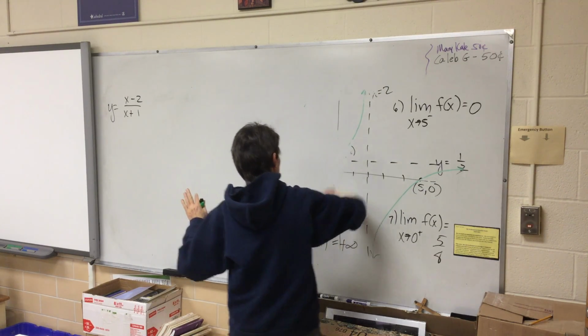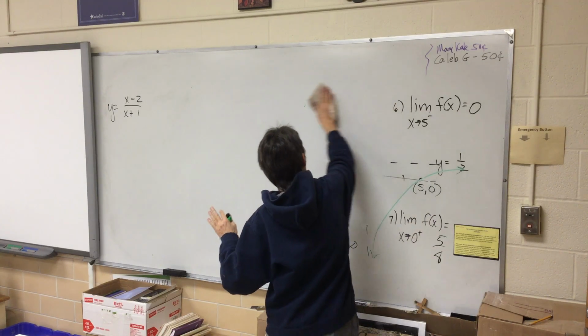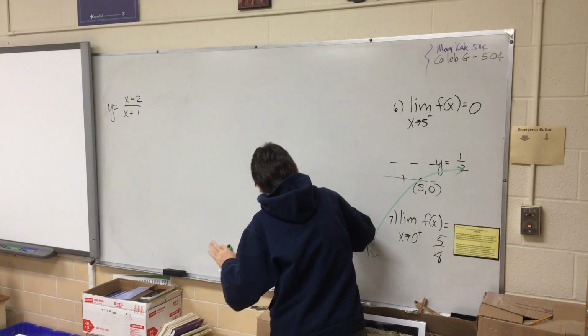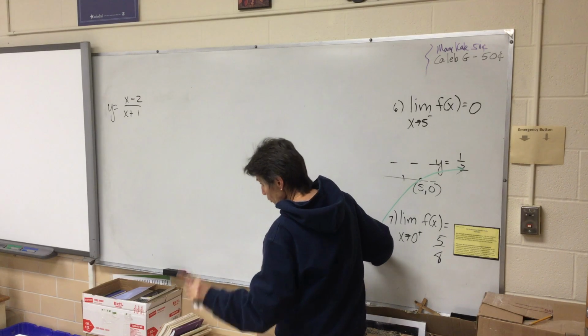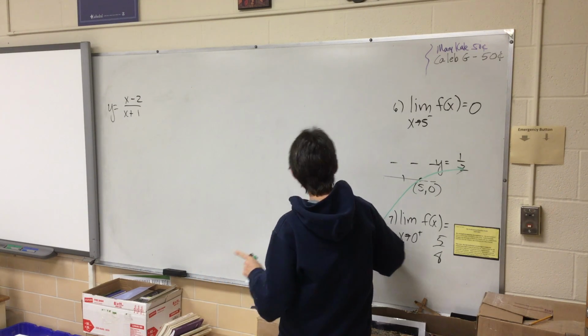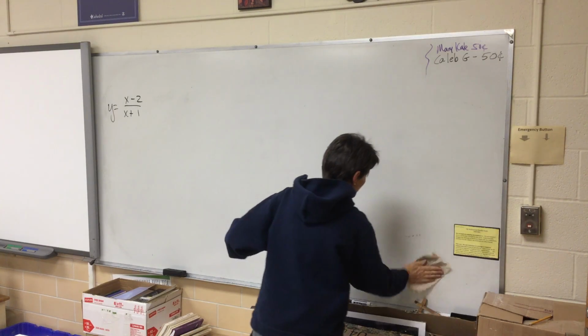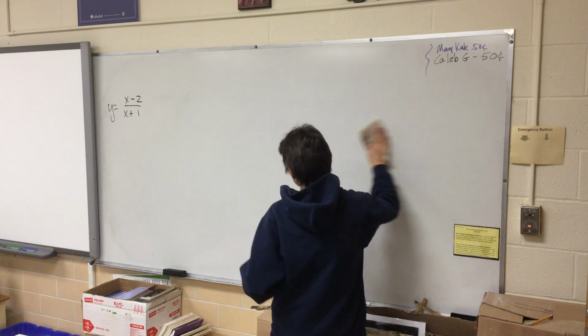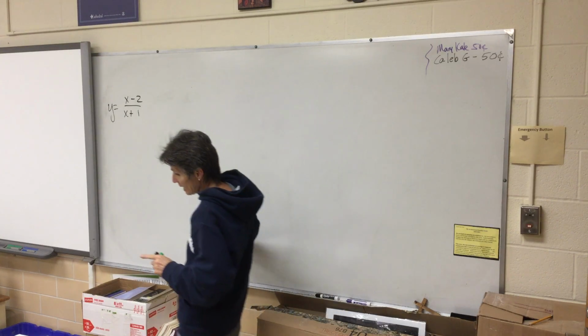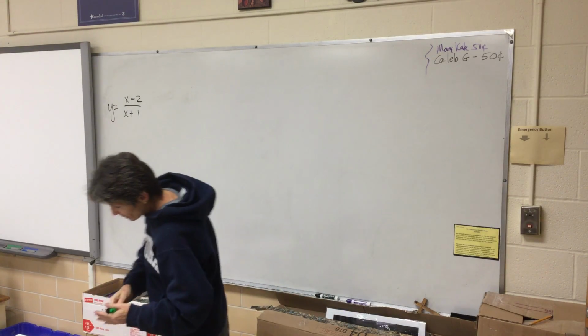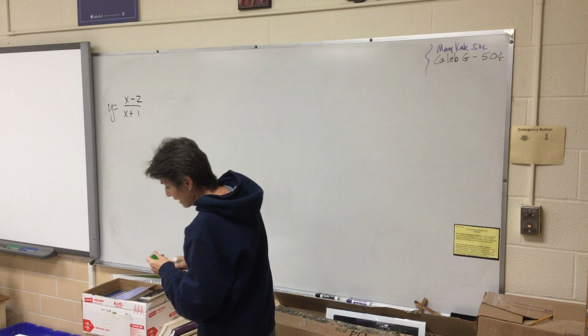Now let's just stop right there. You cannot ever have a dot on a vertical asymptote. Now, it is possible to have dots on horizontal asymptotes or end behavior asymptotes, but you cannot ever have a dot on a vertical asymptote. All right, so I'm going to get to that one in just a second.